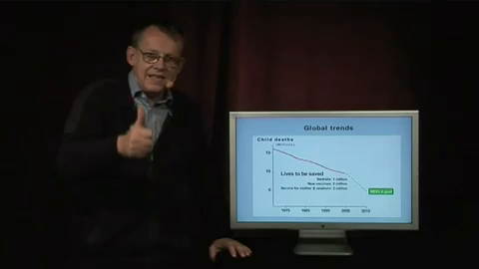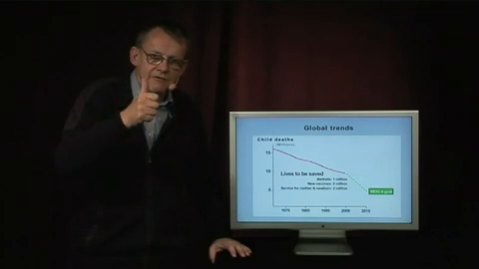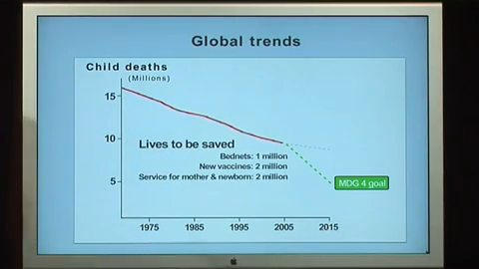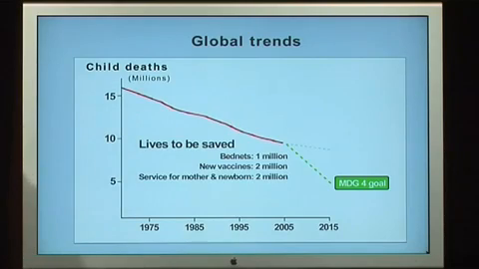If we add bed nets to everyone that needs it, we will save 1 million children. And if we add new vaccines, which now exist for protection of children against pneumonia, infection in the lung, we will save 2 million children. And if we provide services for pregnant women and newborn children, we'll save another 2 million. We can save 5 million children every year within 10 years. That is achieving the Millennium Development Goal. It is within our power to replace funerals for children with happy children.